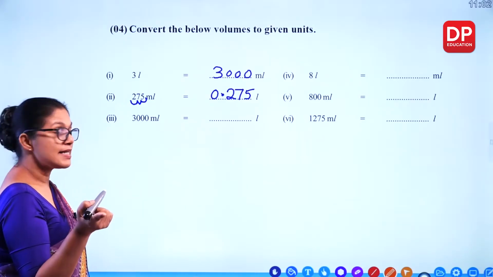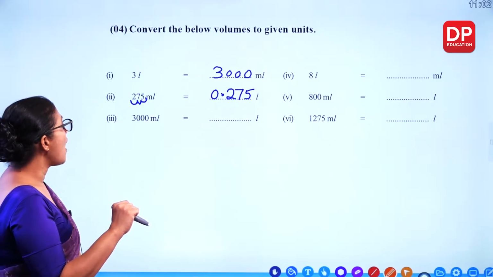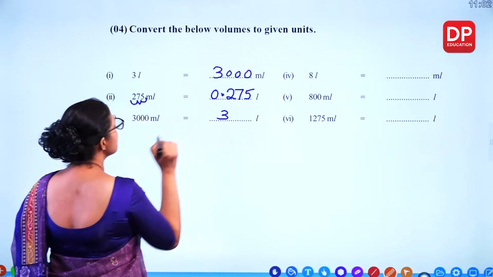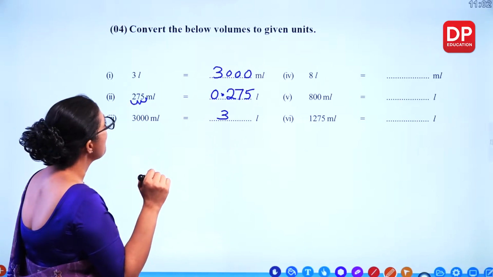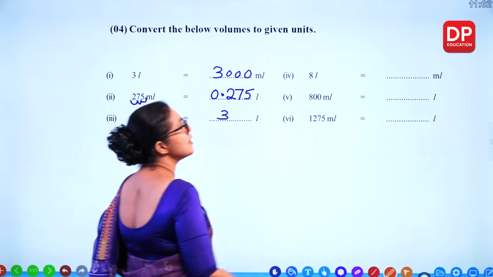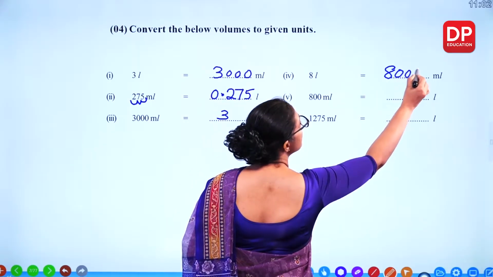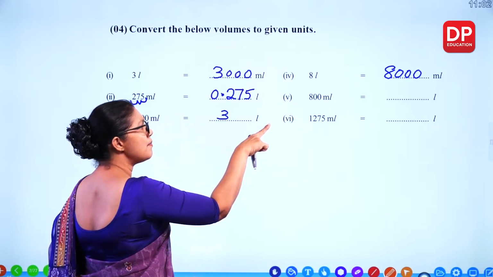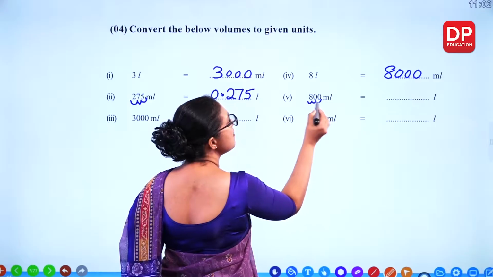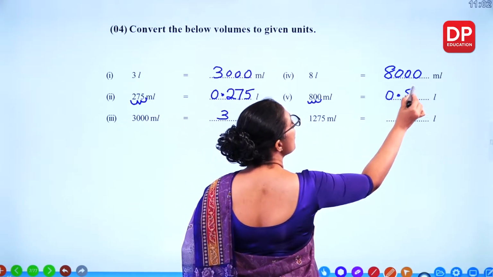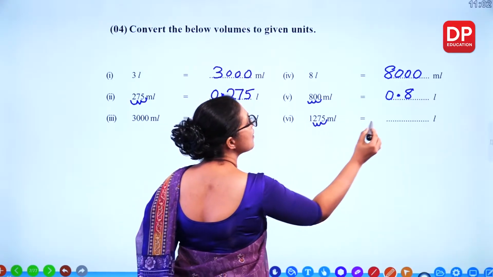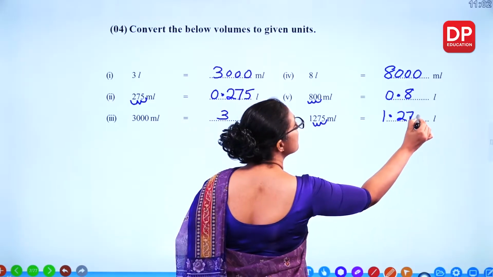3000 milliliters to liters. Now, the other way around. Divide by 1000. 3000 divided by 1000 is 3. 8 liters to milliliters. Multiply by 1000. 8 times 1000 is 8000. 800 milliliters to liters. Divide by 1000. Move the decimal point 3 places to the left. You get 0.8. Milliliters to liters, divide by 1000. 1.275.